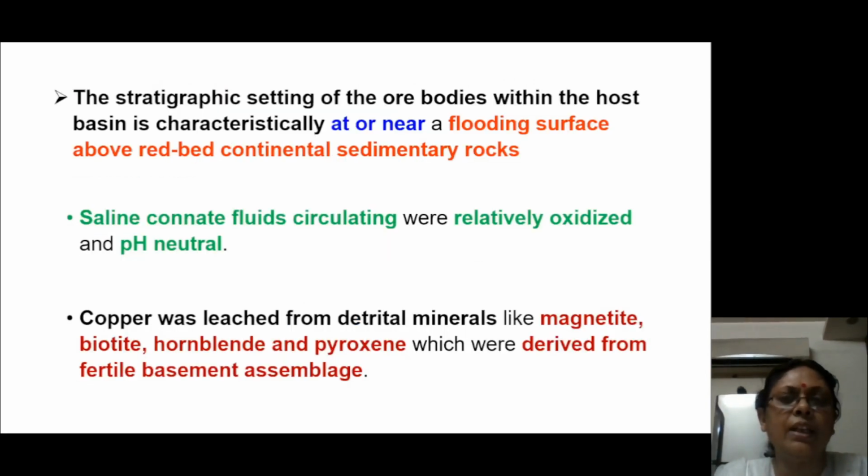The stratigraphic setting of the ore bodies within the host basin is characteristically at or near a flooding surface above red bed continental sedimentary rocks. Saline connate fluids circulating were relatively oxidized and pH neutral. Copper was leached from detrital minerals like magnetite, biotite, hornblende, and pyroxene. All of these minerals are copper bearing. So these minerals are leached out of copper, and copper is derived from fertile basement assemblage.